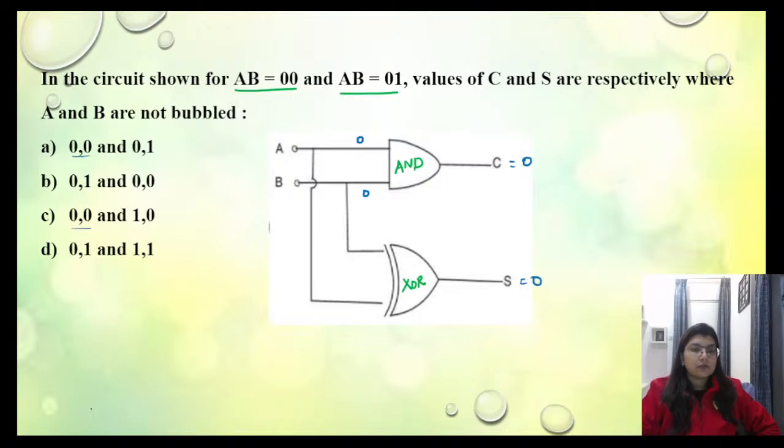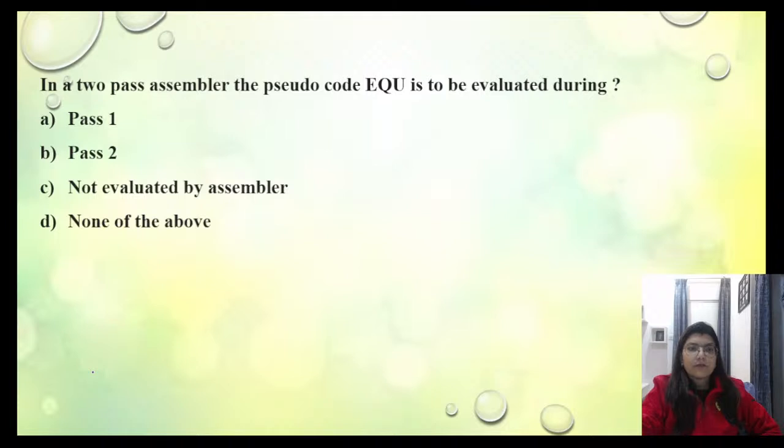Now we have two options for 0 0. Let's see the next one. Again we have A as 0 and B as 1. So when I'm doing AND, again the result C will be 0 only and XOR will be 1. So once you will have 0 0 and again you will have 0 1. Okay, so this is easy. Next question.